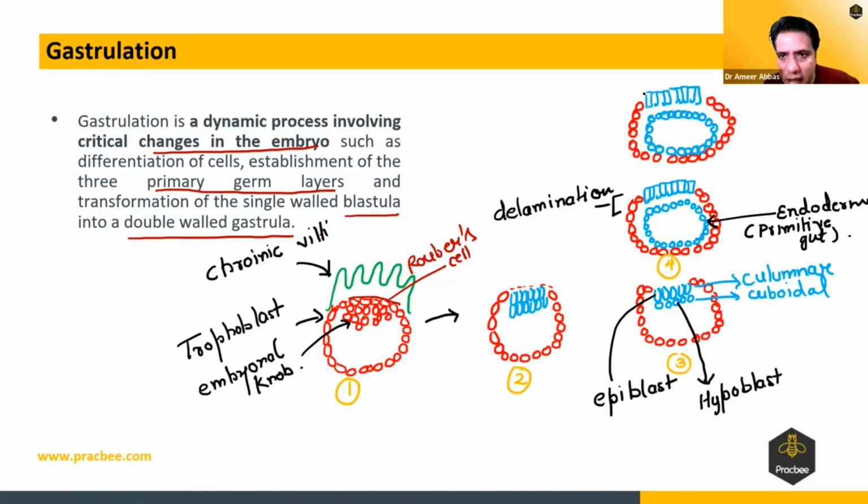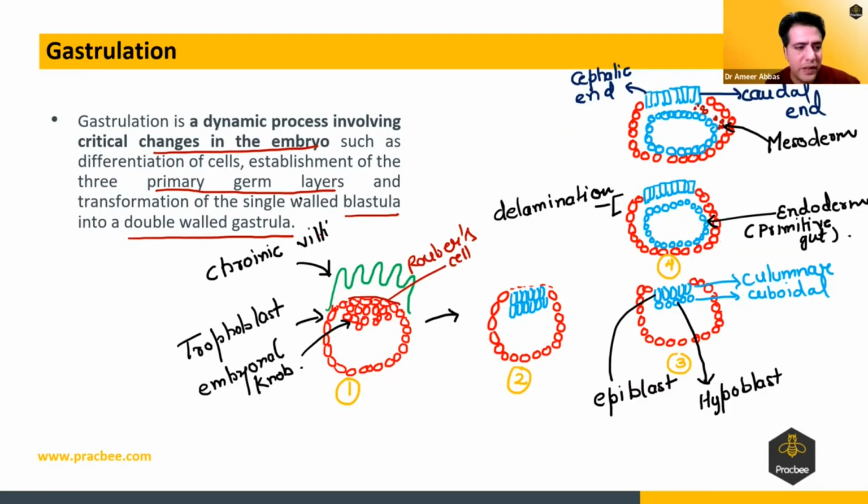mesoderm? This end of the epiblast is the cephalic end. Which end? This end of the epiblast cell is known as the caudal end. So some of the caudal end cells detach and multiply and give rise to the middle layer known as mesoderm. Now the last is, so what will happen in the ectoderm formation?